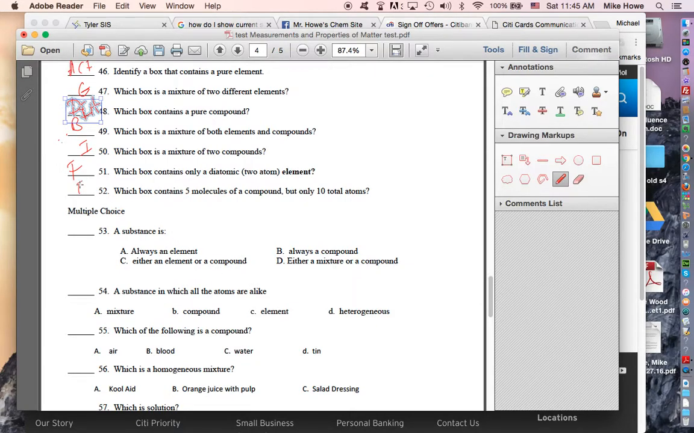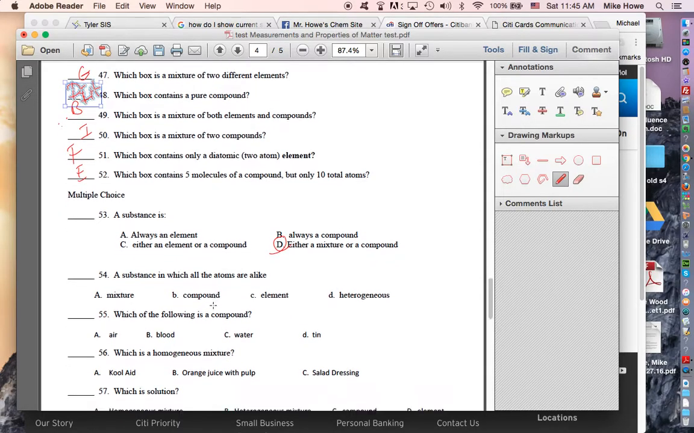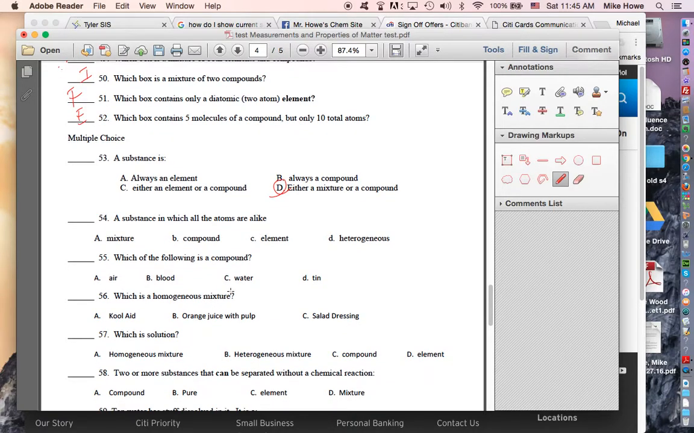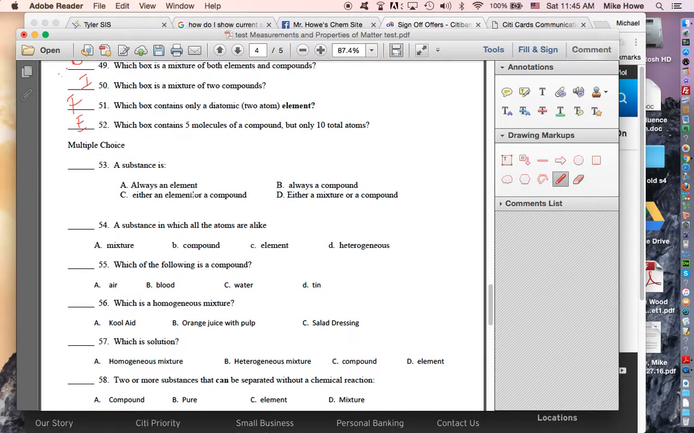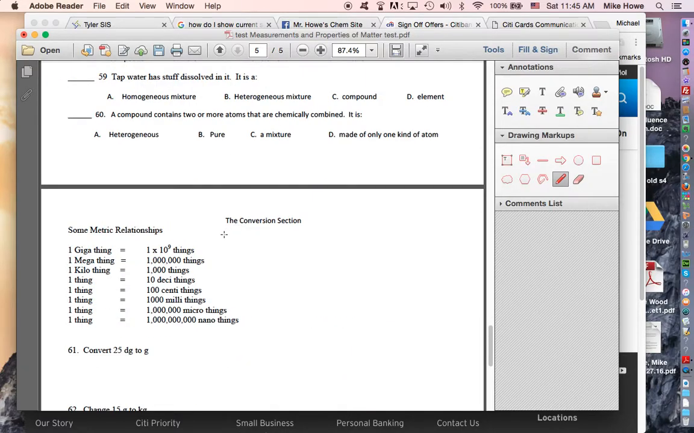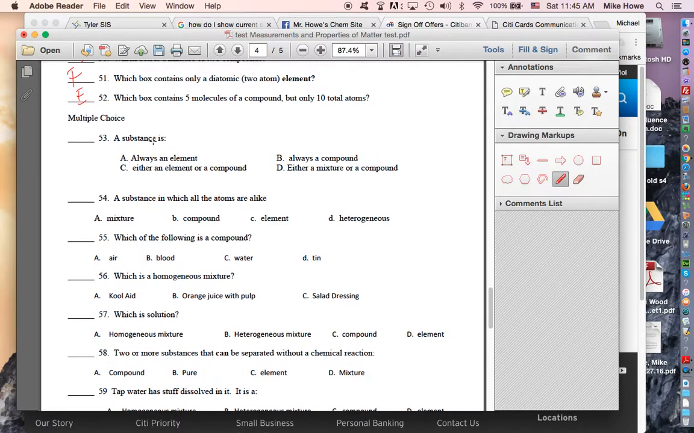Box E. All right, now a substance has one identity. The things that have one identity are either mixtures or compounds. A substance in which all the atoms are alike. Well, that's one of these two. Which one? Oh, you know what? I just gave you the wrong answer on that. I'm sorry. I'm almost out of time, so I'm going fast. So let's start that again. 53. A substance. It's either an element or a compound, not a mixture. A substance has one identity, and that can either be an element or a compound.